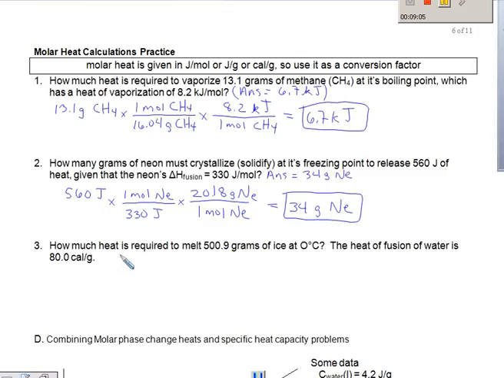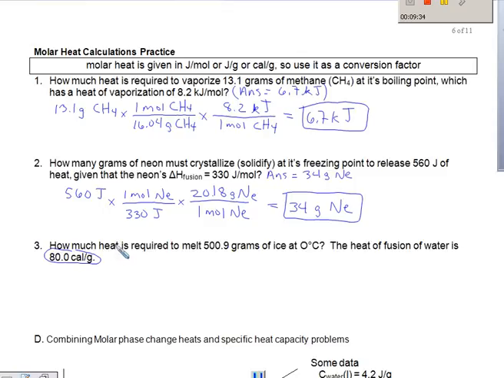Now let's take a look at this one here. It's a little different. It says how much heat is required to melt 500.9 grams of ice at 0 degrees C. The heat of fusion of water is 80 calories per gram. I want to bring your attention to this right here. This does not say joules per mole. You have to pay attention to your units.